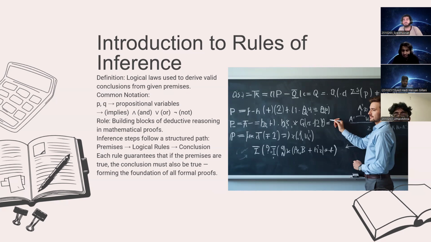A quick note on notation. We use P and Q as propositional variables, okay? And symbols like this one for implies, this for and, this for or, and this for not. The structure is the same as before. We take our premise, apply logic to it, and arrive at a conclusion. The key guarantee is that if the premise is true, applying these rules guarantees the conclusion must be true.